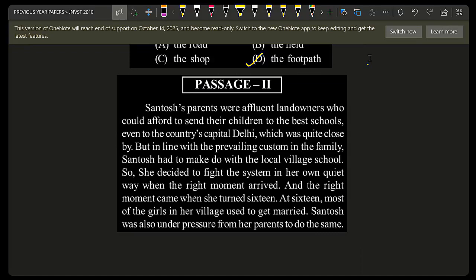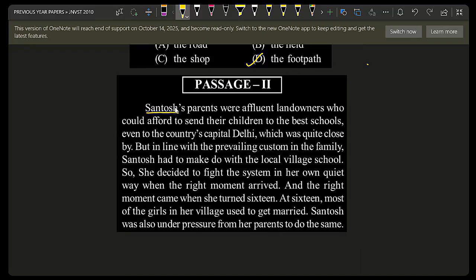At 16, most of the girls in her village used to get married. Santosh was also under pressure from her parents to do the same. So here Santosh is a girl's name. Santosh's parents were affluent landowners who could afford to send their children to the best schools. So they are rich. Landowners means they have very large areas of fields or lands. Okay, they are the landowners.